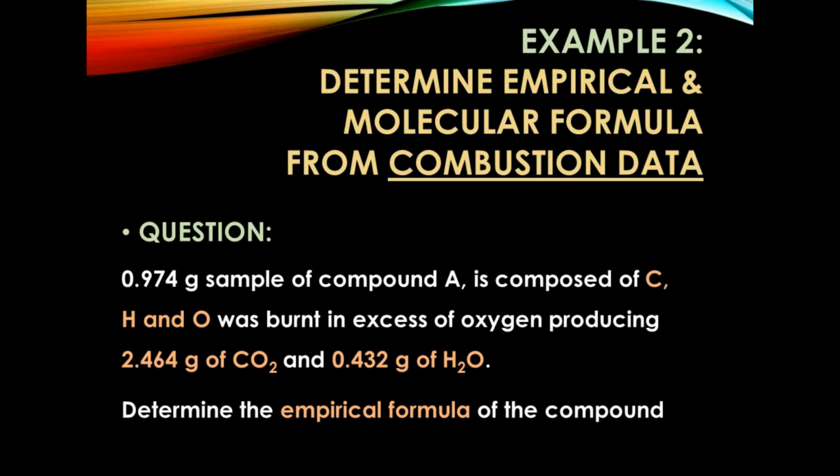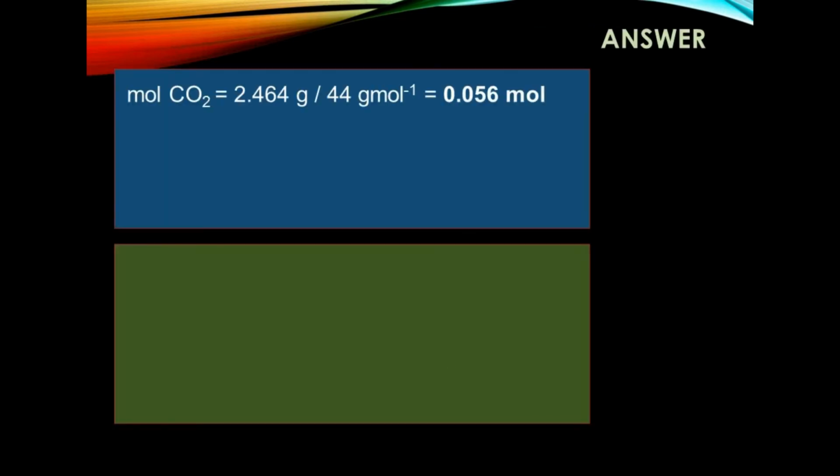In simple words, the question asks us to determine the empirical formula of A, which is burned in oxygen to produce carbon dioxide and H2O. So the first thing, how to answer this question: from the carbon dioxide, we can find the mass of carbon, while from the mass of H2O, we can find the mass of hydrogen. How to find the mass of carbon? First, we find the mole of carbon dioxide.